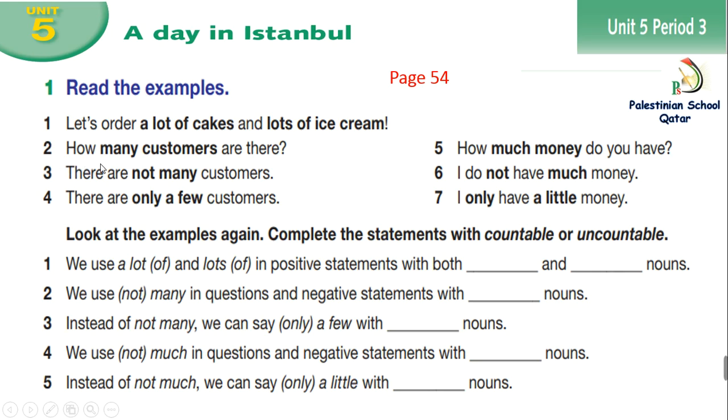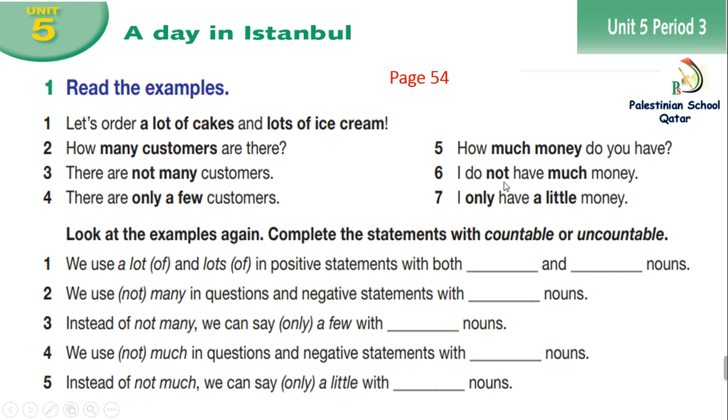Number 2, how many customers are there? Customers are countable and they used how many as a question. Number 3, there are not many customers. Also they use many with a negative sentence. Number 4, there are only a few customers. So a few we use with countable, and we can say there are only a few customers.